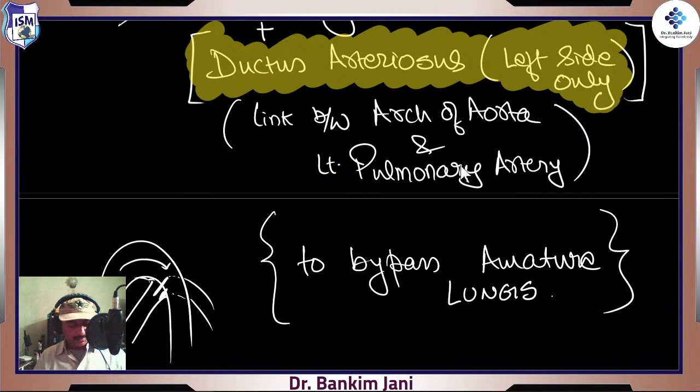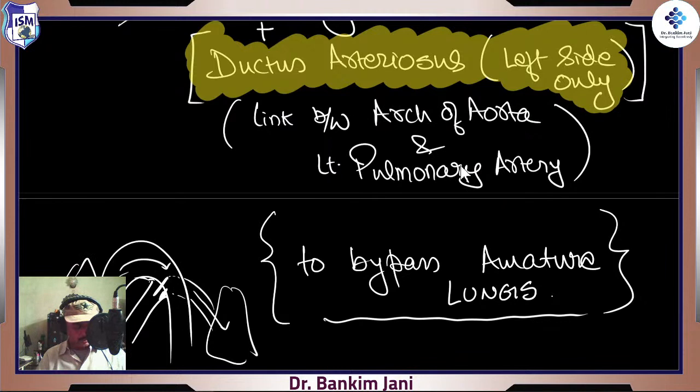So when it is necessary, because it really wants to bypass immature lungs. Pulmonary artery would say, what would I do even if I send the blood to both my pulmonary arteries? Lungs are there, but right now they are just for show. They are not doing anything. So, okay, aorta, you take the blood with you. So via this link, that is ductus arteriosus, pulmonary trunk would push the blood into aorta.